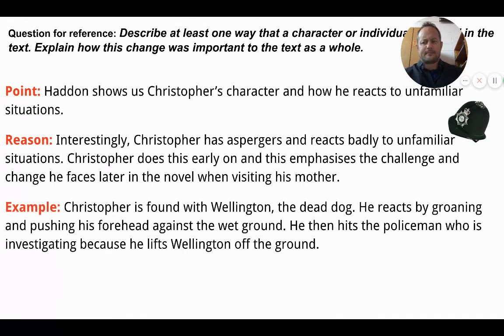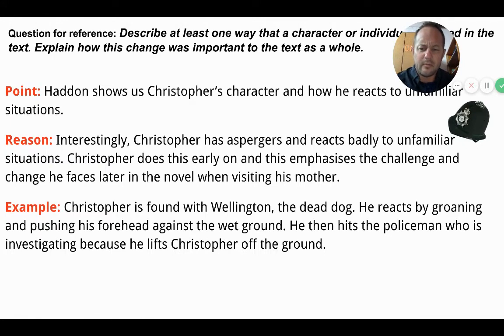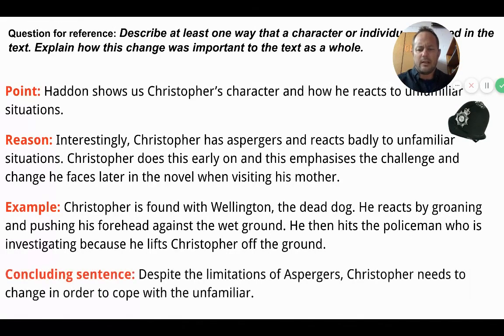The third part of this paragraph is our example. And my example here is when Christopher is found with Wellington, the dead dog, he reacts by groaning and pushing his forehead against the wet ground. You'll remember this is when Mrs. Shears is yelling at him and the policeman shows up. He then hit the policeman who is investigating because he lifts Christopher off the ground, and we know Christopher does not like being touched. Finally, our concluding sentence: despite the limitations of Asperger's, Christopher needs to change in order to cope with the unfamiliar.